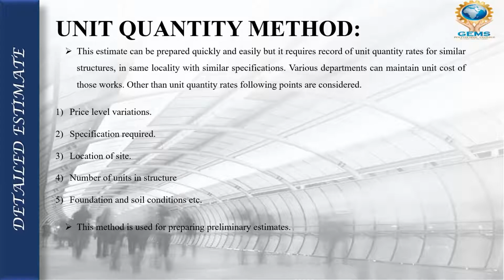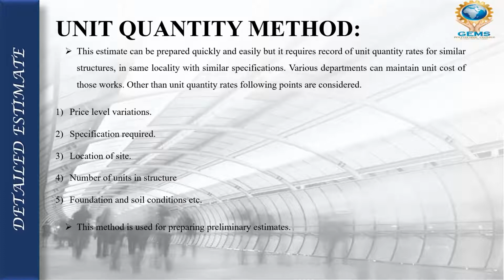Other things we have to consider are price level variations. What does price level variation mean? If a similar building was constructed some years ago, say in 2015, the price of the materials used will vary. So we have to verify that and consider price level variations, whether the material rates or labor cost or anything is the same or not. We have to check.